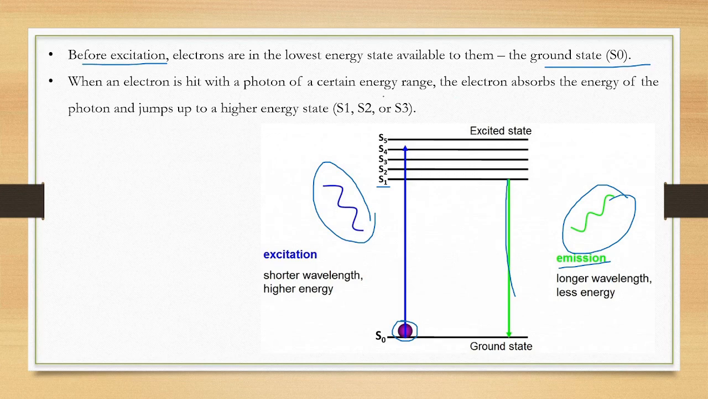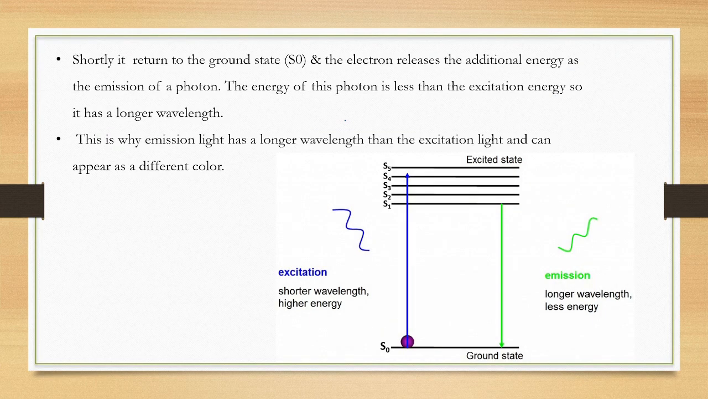So when an electron is hit with a photon of certain energy range, the molecule absorbs the energy of the photon and jumps up to a higher energy state, which is S1, S2 or S3. This is why emission of light has a longer wavelength. So it has a longer wavelength than the excitation light.